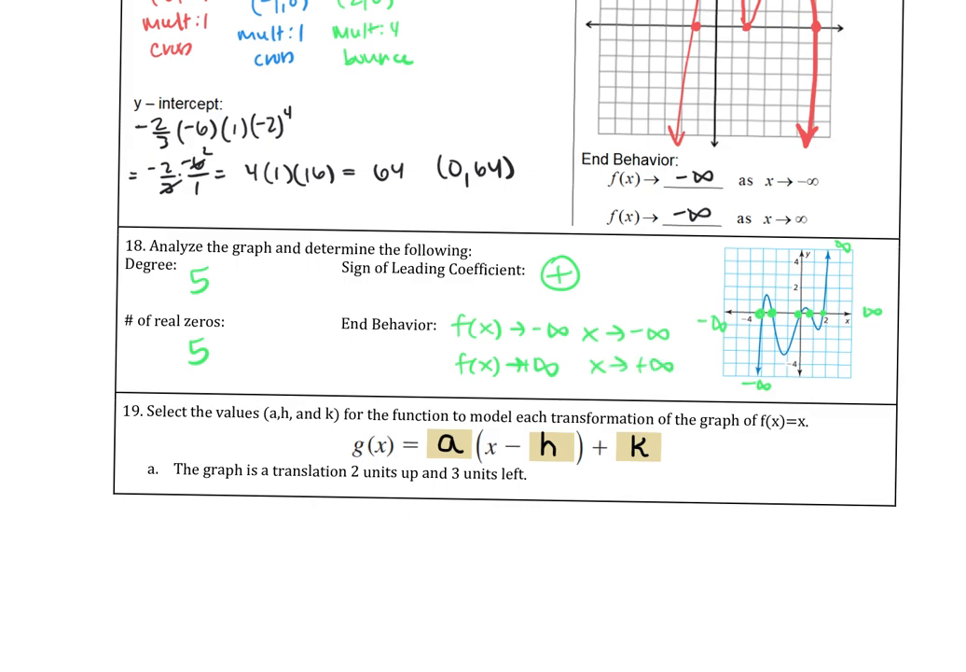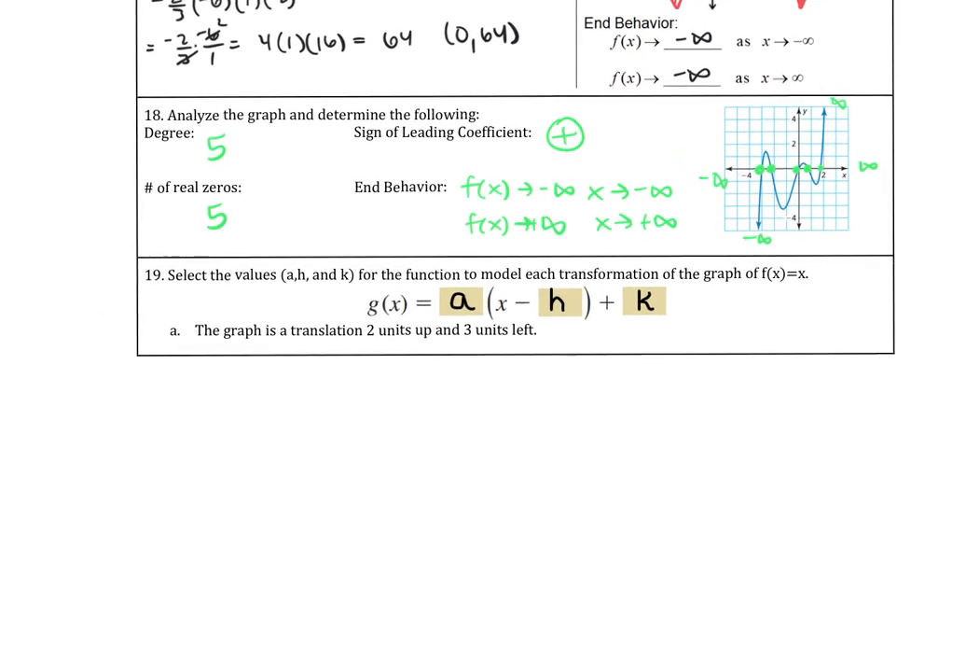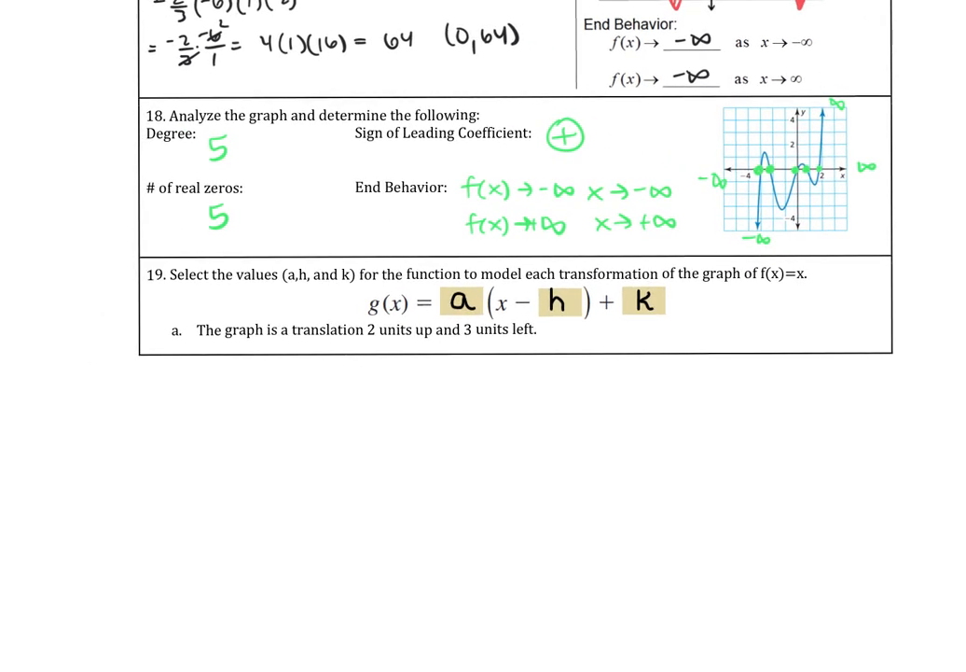Number 19, sorry if this got cut off a little bit. It says select the values a, h, and k for the function to model each transformation. All right, so the graph is translated 2 units up and 3 units left. So g of x equals 2 units up, 3 units left. So left is going to be x plus 3, and up is plus 2.